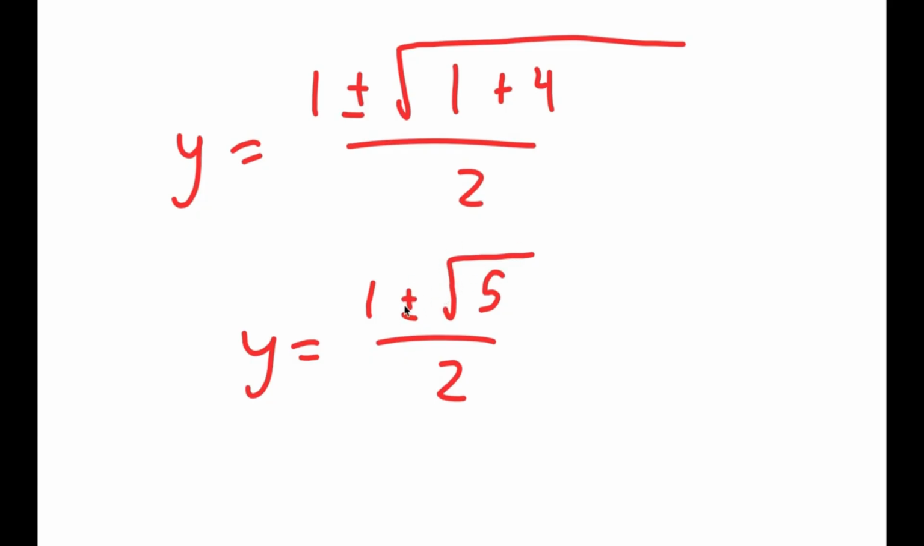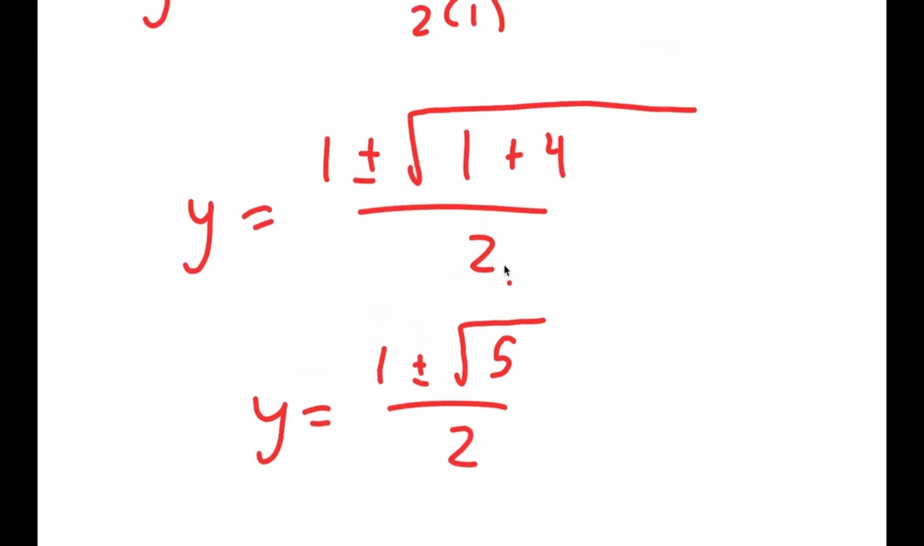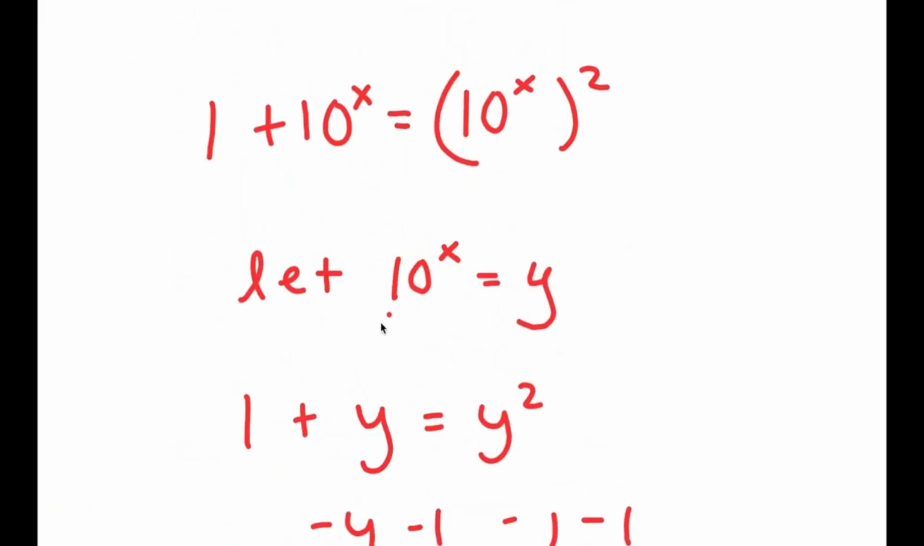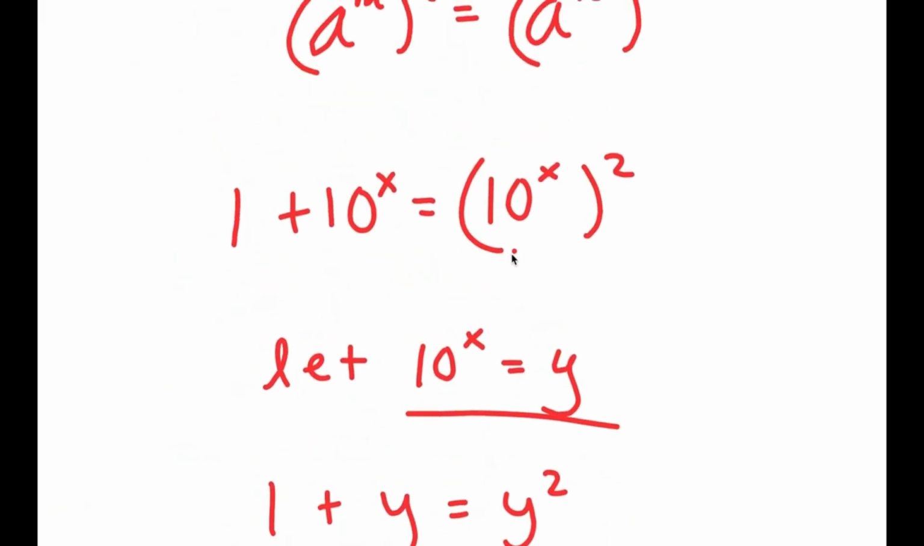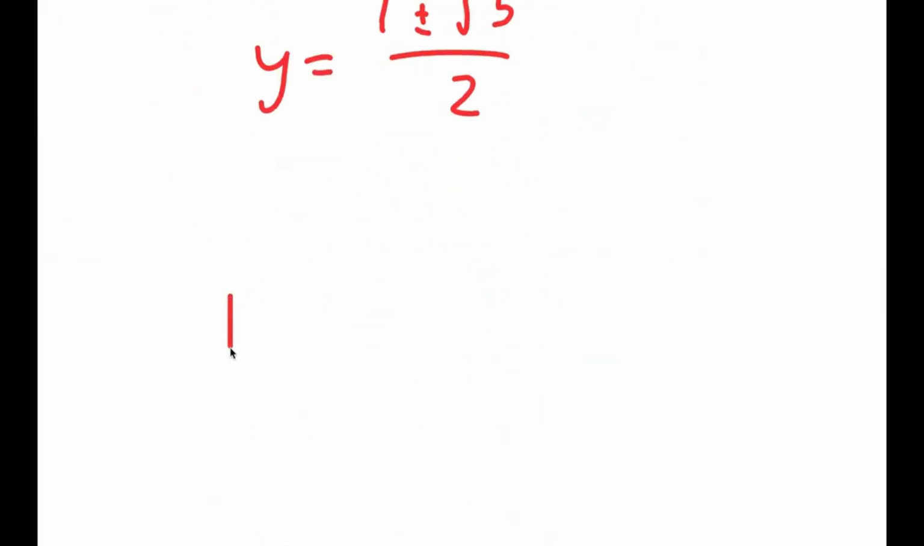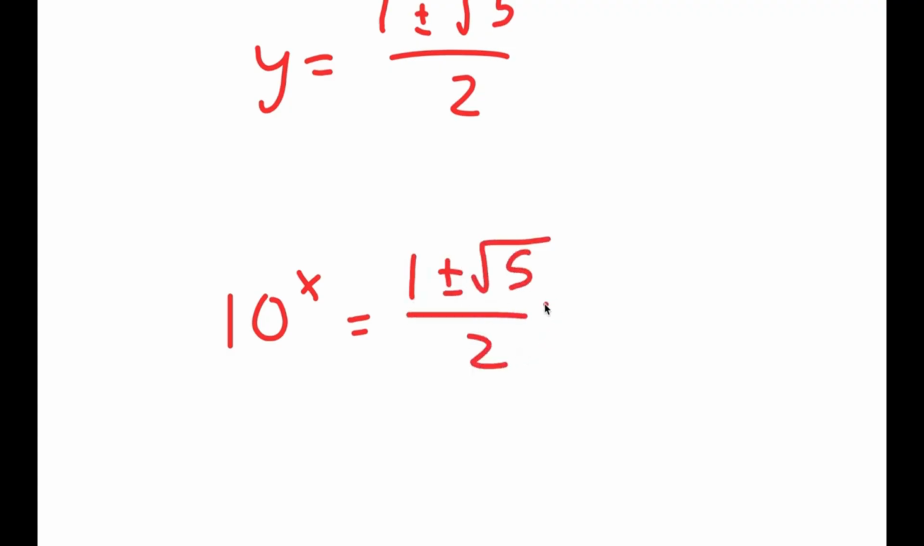So I get that the value of y is equal to 1 plus or minus the square root of 5 over 2. However, we aren't done yet, because remember, we're solving for the value of x and not y. And we let 10 to the power of x equal to y. So I get 10 to the power of x equals 1 plus or minus the square root of 5 over 2.